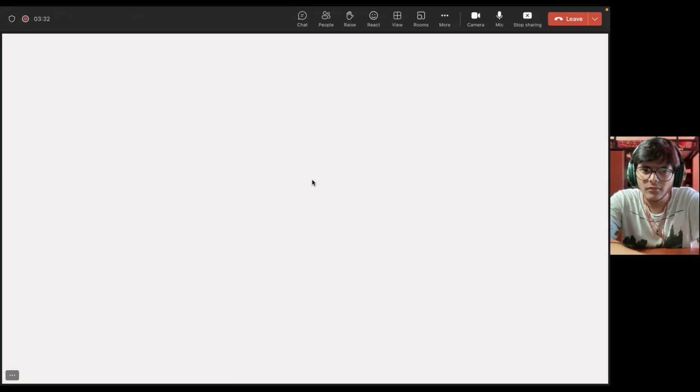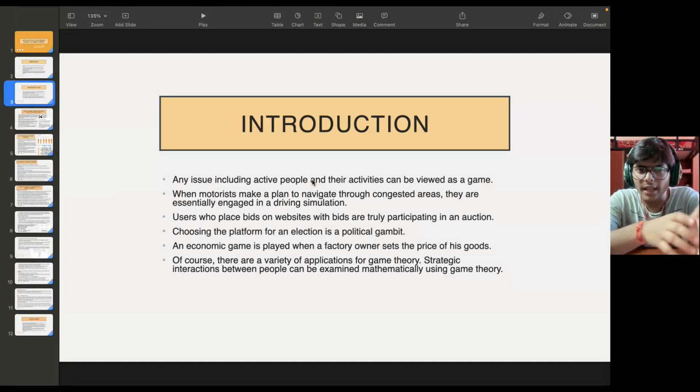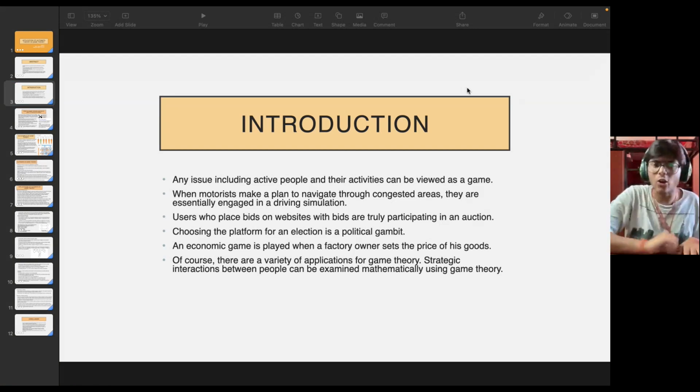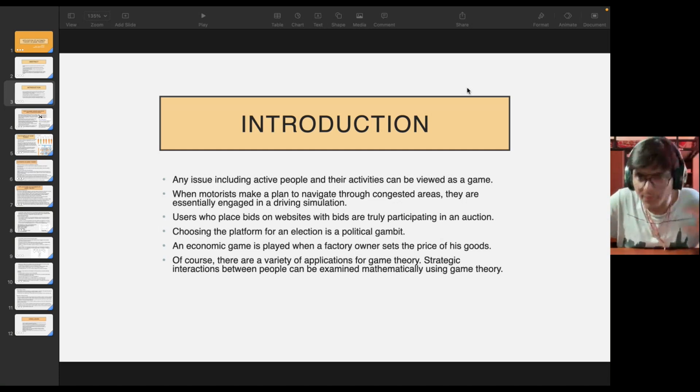Now, any issue like choosing the platform for an election is a political gambit. An economic game is played when a factory owner sets the price of goods. In life many things are a game, our life is a game, to be honest, right? Of course there is a wide variety of applications for game theory. These are some applications of game theory we have shown you over here, and there are many more. Strategic interactions between people can be examined mathematically using game theory, right?